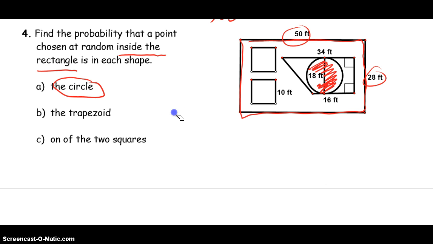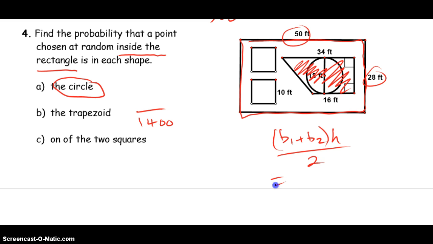Okay, part B now asks you to do the same thing with a trapezoid. Again, the sample space is 1400, so it's over 1400, but now we have to find the area of the trapezoid. So that's all of this, isn't it? Well, that's base 1 plus base 2 times height over 2, and that's 34 plus 16 times the height, which was 18, divided by 2. And for that, I'm getting 34 plus 16, enter, times that. So I'm getting 450. So again, we just put that on the top, and whatever that answer gives you is the final answer.